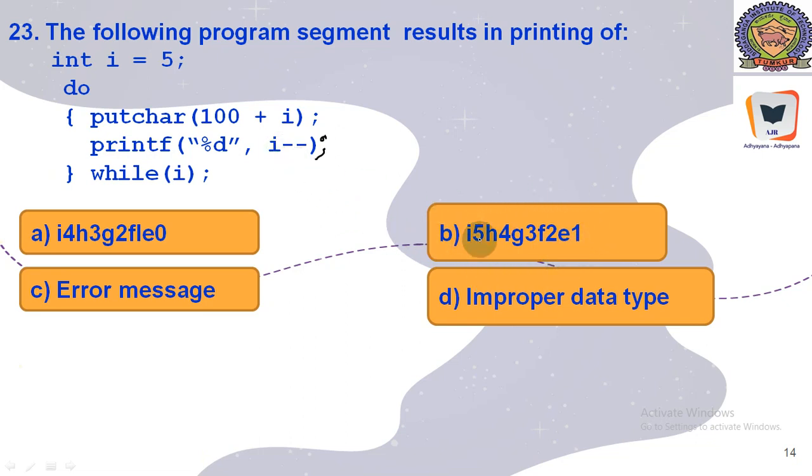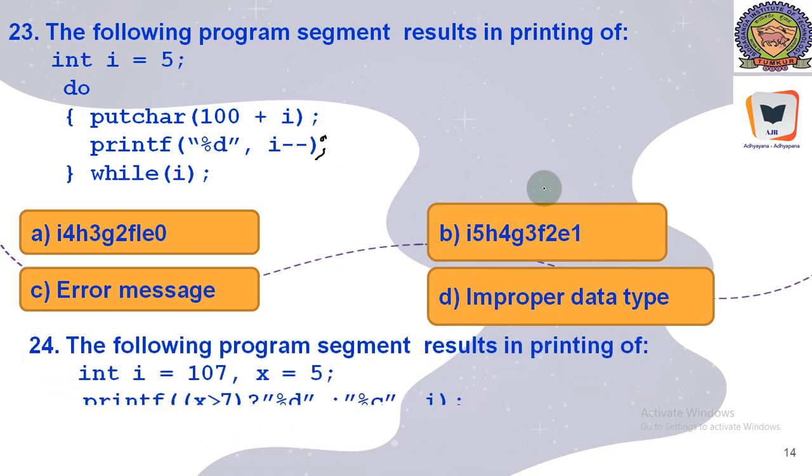I, 5. Then I minus minus will be taken over here. 104 means H. And it is 4 that is printed, because the value of I is 4 and the expression is I equal to I plus 1. So 4 will be fetched by the compiler, and this is the correct answer.